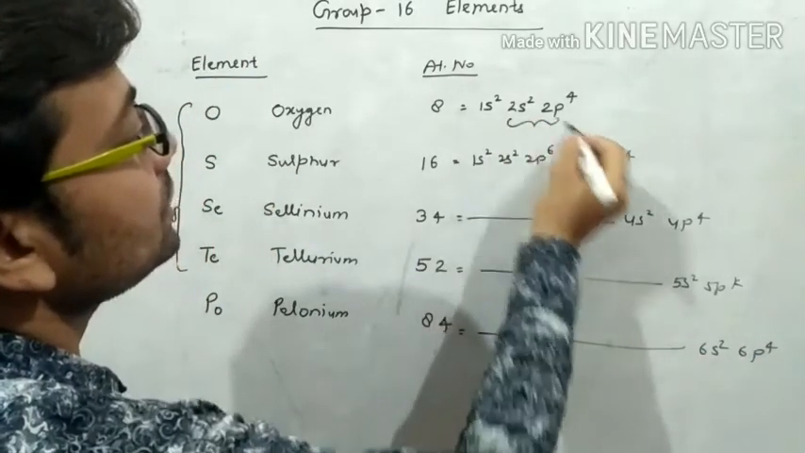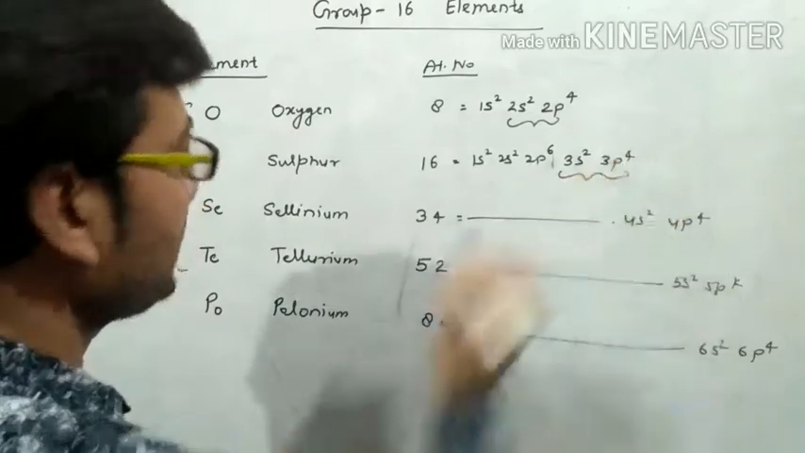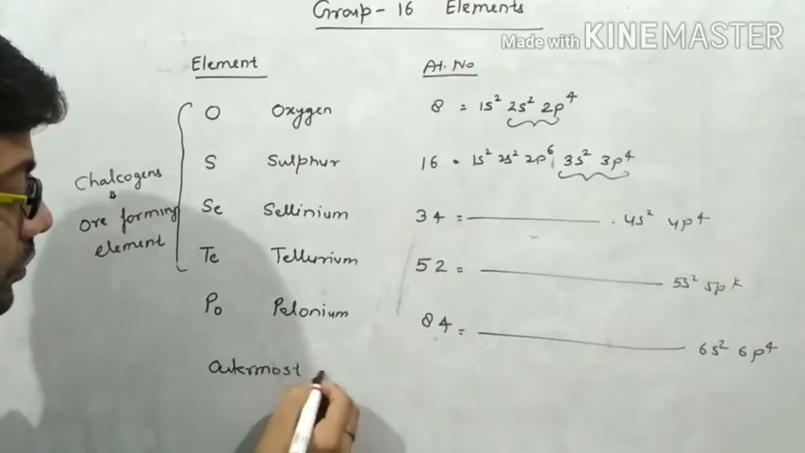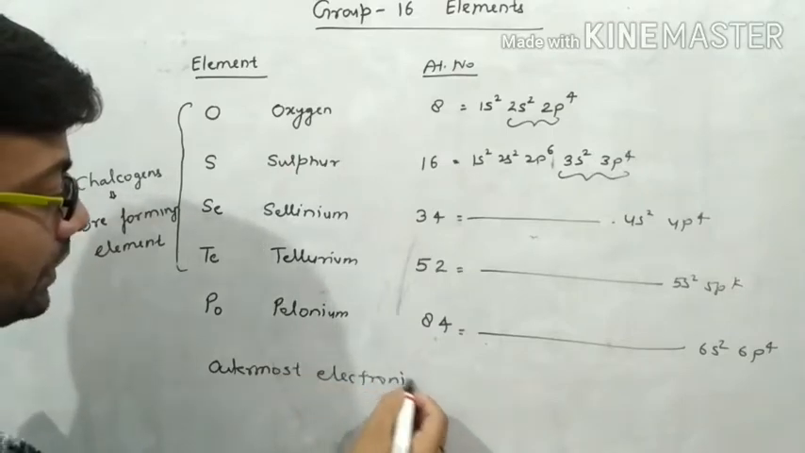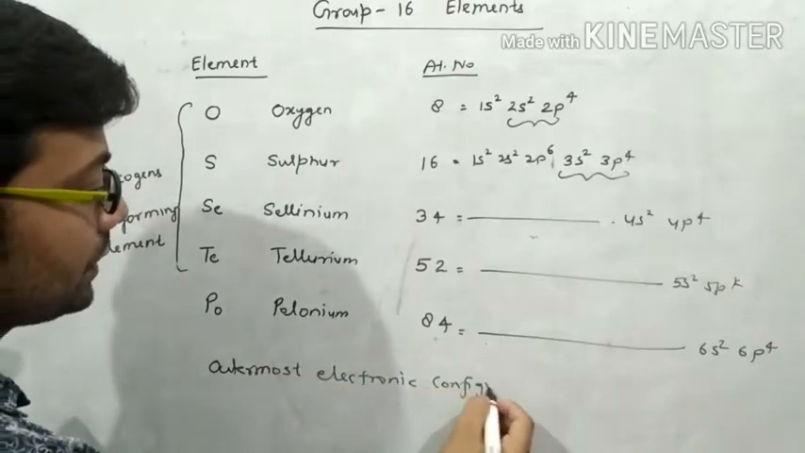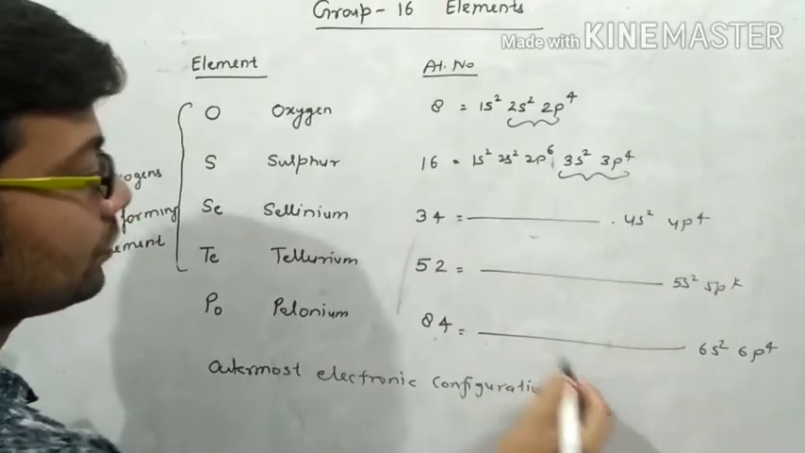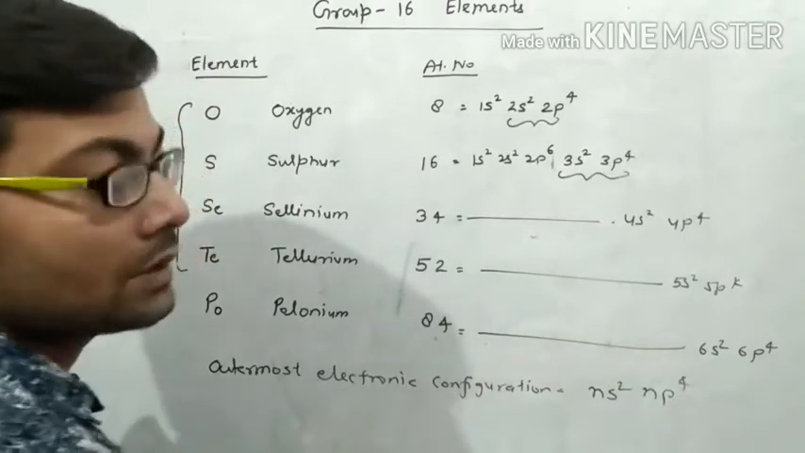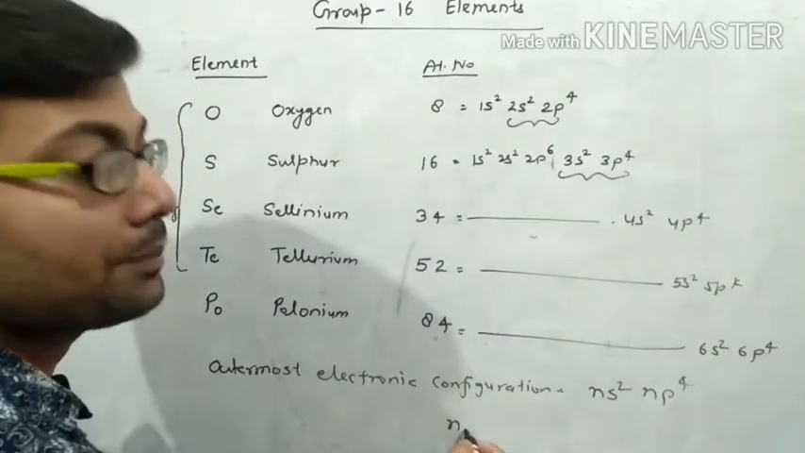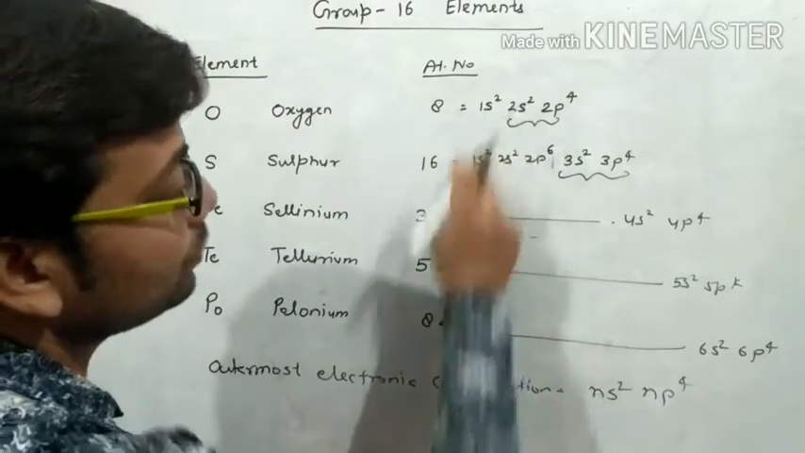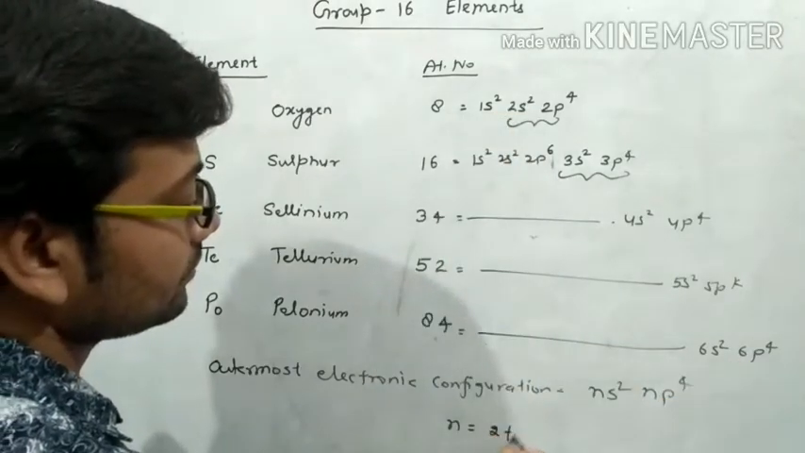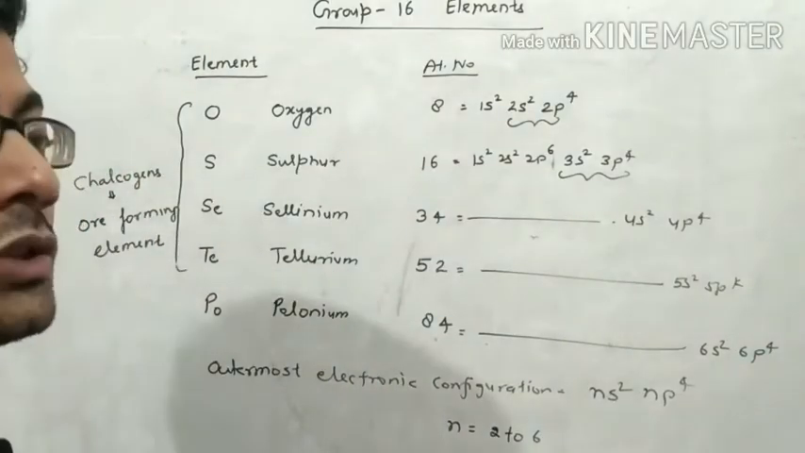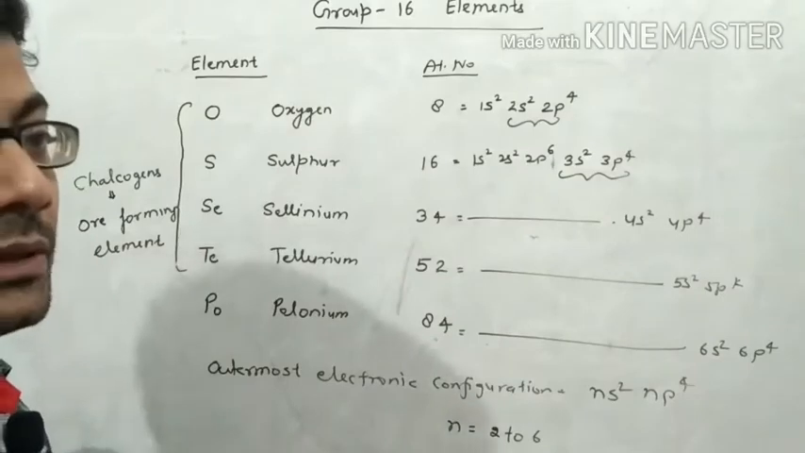So the outermost electronic configuration of these elements is ns2 np4, where the value of n, the principal quantum number, ranges from 2 to 6. So this is the outermost electronic configuration of these elements, right?